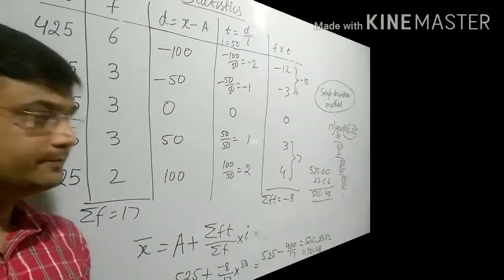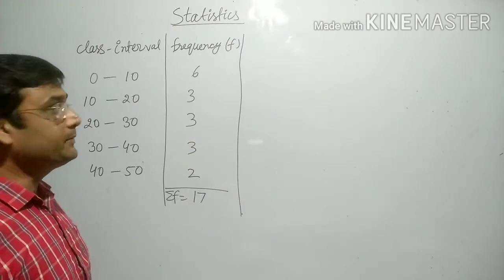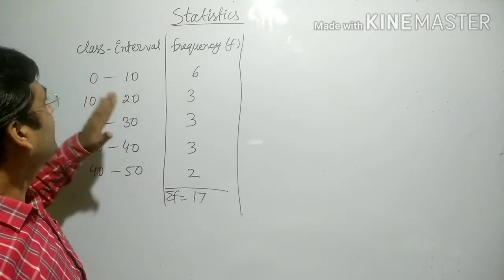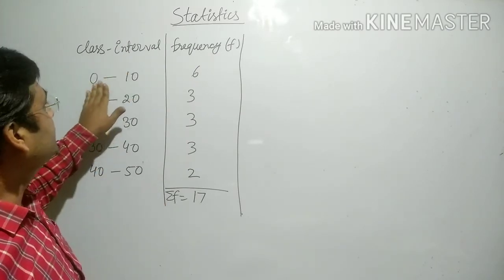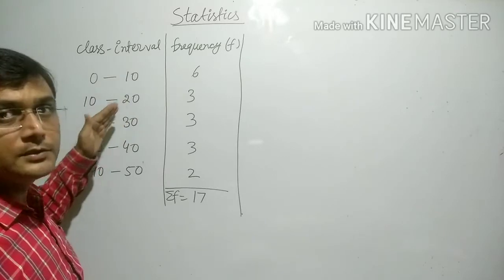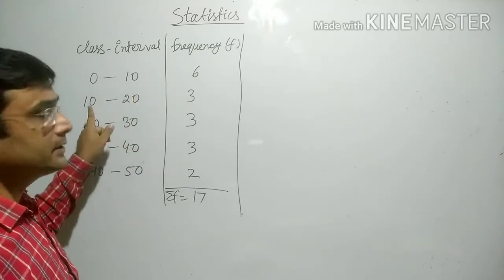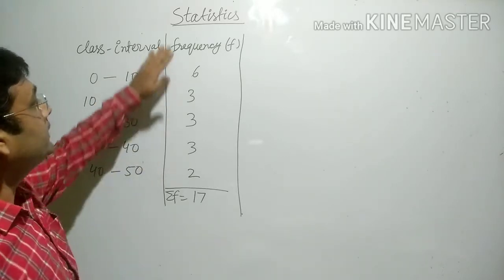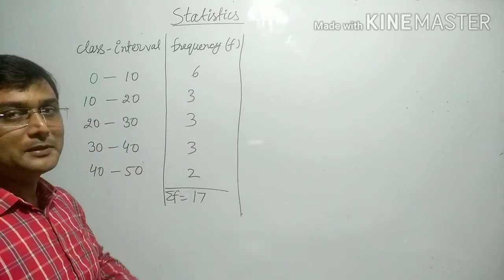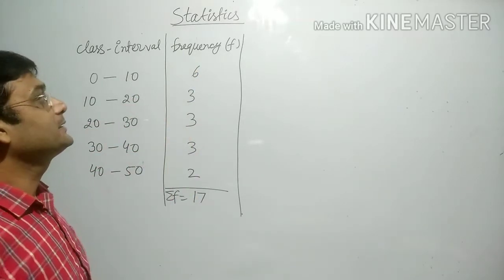Let's see. This time I have taken the data in the form of class intervals 0 to 10, 10 to 20. So it is overlapping. 10 is here, 10 is here. You know that. And the frequencies are the same as in all the examples here.